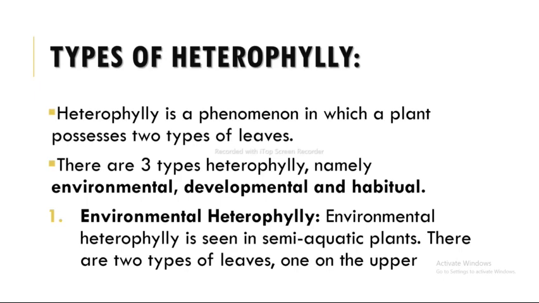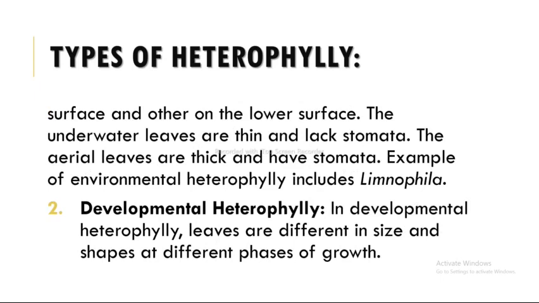Environmental heterophyly is seen in semi-aquatic plants, and there are two types of leaves, one on the upper surface and the other on the lower surface. The underwater leaves are thin and lack stomata. The aerial leaves are thick and have stomata. An example of environmental heterophyly is Limnophila. The second type is developmental heterophyly.